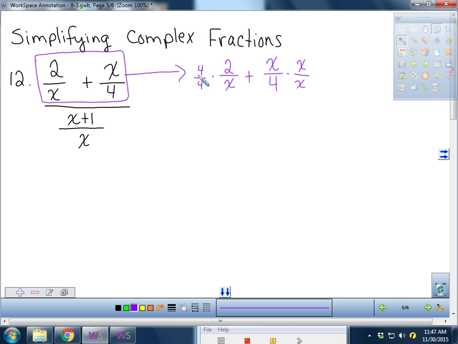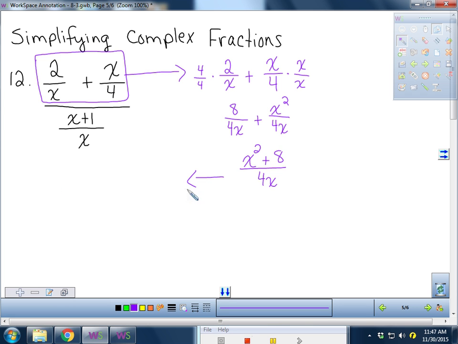So if I simplify that, 4 times 2 is 8, over 4 times x is 4x, plus x times x is x squared, over 4 times x. See how I now have a common denominator of 4x? So I can put these together. I have an x squared plus an 8 all over 4x. So I took this and I simplified it into one fraction.